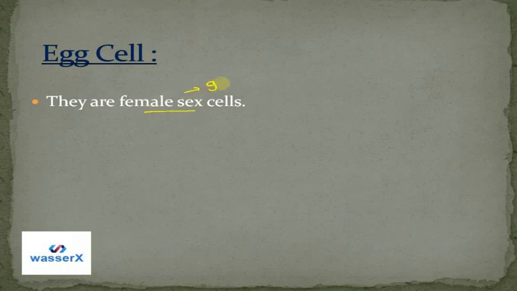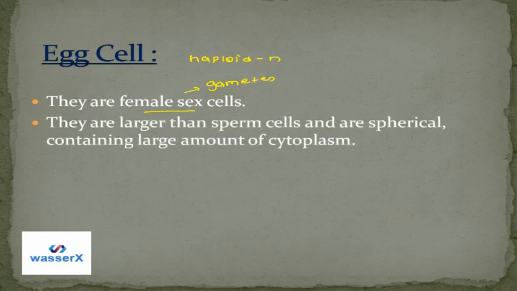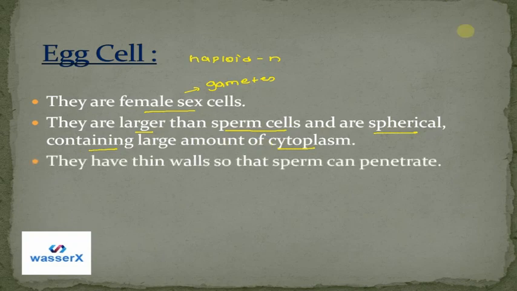Then there is the egg cell. They are female sex cells, female gametes, right? We can say that. They are also haploid cells, or they also contain N chromosomes. They are larger than sperm cells, and they are spherical. They contain a large amount of cytoplasm, and they have thin walls so that sperm can penetrate, right? We just saw that the acrosome of the sperm helps in the penetration.